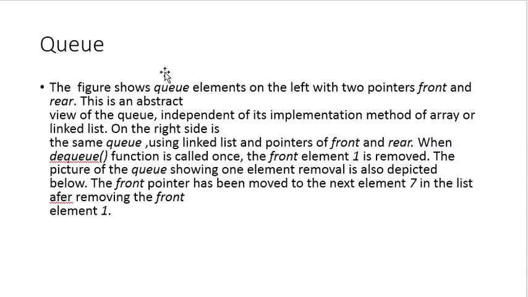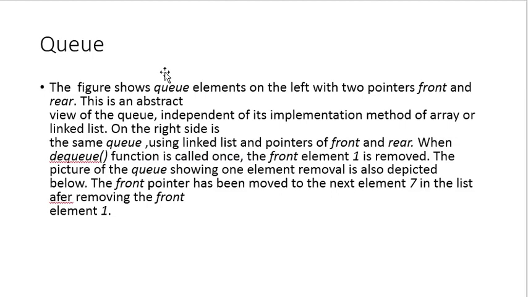The above figure shows queue elements on the left with 2 pointers, front and rear. It means you have to mention 2 pointers. The one will be pointing to the first, while the other to the last, and if you are inserting anything, it will be at the rear side. And if you are removing anything, the front pointer will be responsible for it.